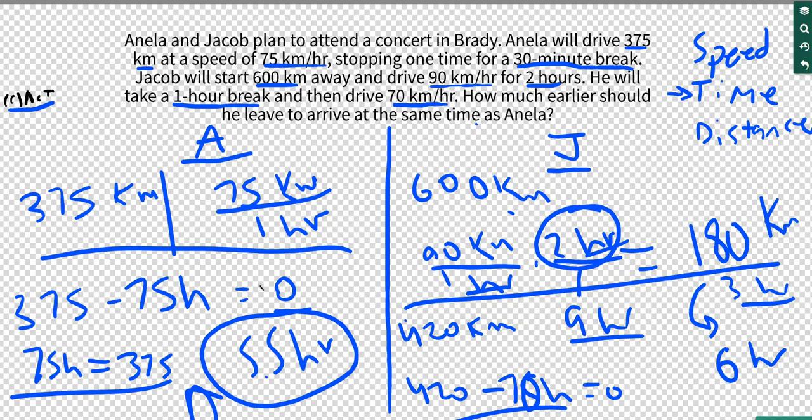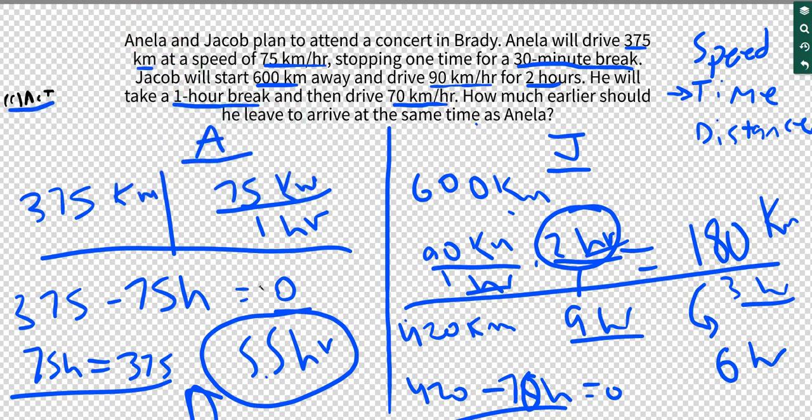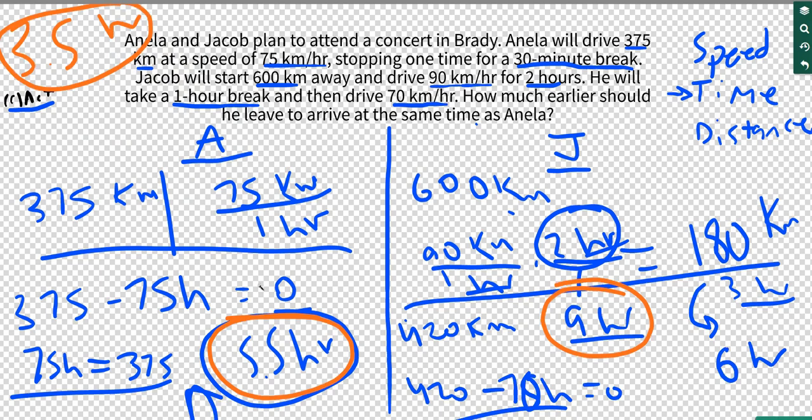But what it asked is how much earlier he has to leave to arrive at the same time as Anella. So you have to do 9 minus 5.5. In case you are lost and don't know where those numbers came from, that's the 5.5, that's the 9. He has to leave 3.5 hours earlier. That's our answer, to arrive at the same time, because if he does, she won't get there before him.